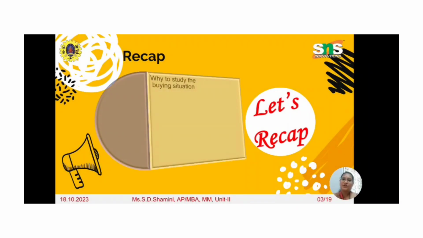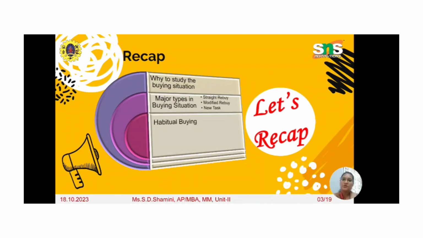Before that, let's have a short recap about the previous video. In my previous video, I discussed the buying situation and the major types in the buying situation, namely the straight rebuy, modified rebuy or new task buying. And other than these, we have two more buying situations, which are habitual buying and impulse buying, what we do in our daily life.